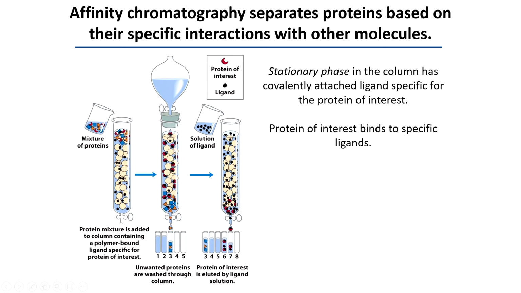The protein of interest are going to bind to the ligand on the column. And so those get trapped in the column, so what we can do is get rid of all your waste first, get rid of all those unwanted proteins.